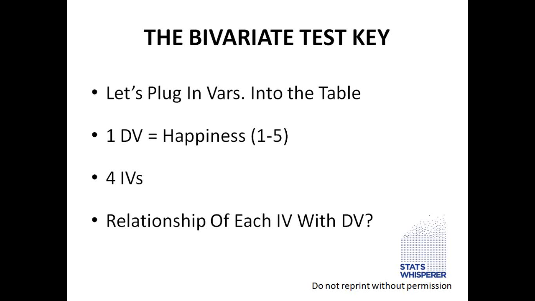So, in the interest of our study, we will plug in our variables into the bivariate test key table. So remember, we have one dependent variable, which is happiness. It's continuous. We have 4 independent variables, and we're wondering what the relationship of each independent variable is with the dependent variable.